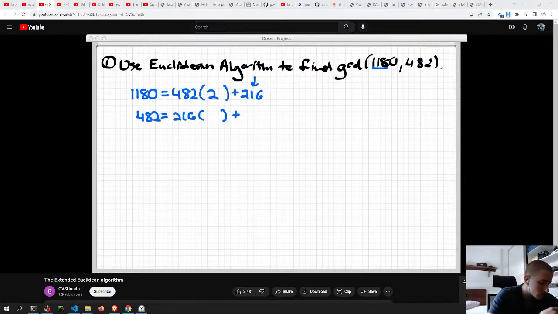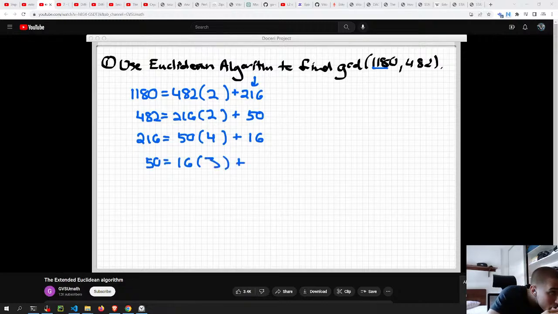Now 216 goes into 482 twice with a remainder of 50, so I'm still not done. Let's shift them over. 216 is equal to 50 times something plus a remainder. I can see that that goes in 4 times with a remainder of 16. Still not a 0 remainder, so I need to keep dividing. If I take 50 and divide it by 16, that is going to go in 3 times with a remainder of 2. That's still not 0, so I think I've got one more step to do with the Euclidean algorithm.